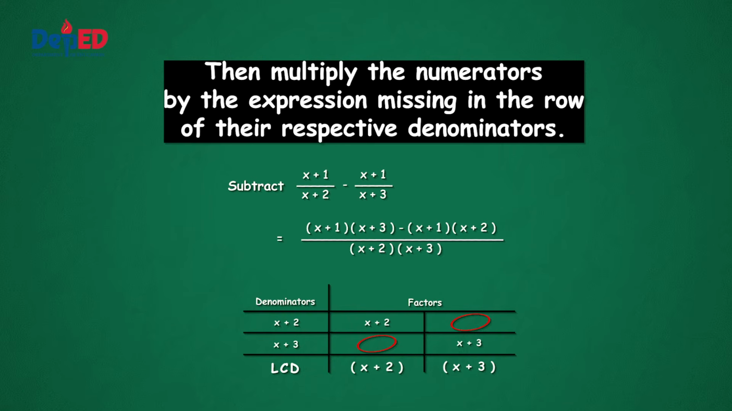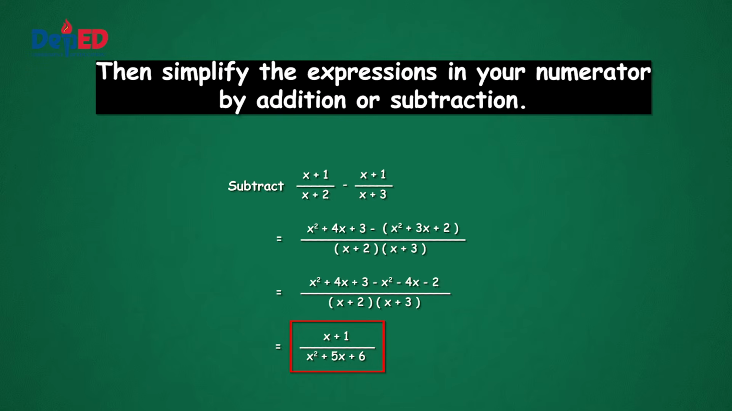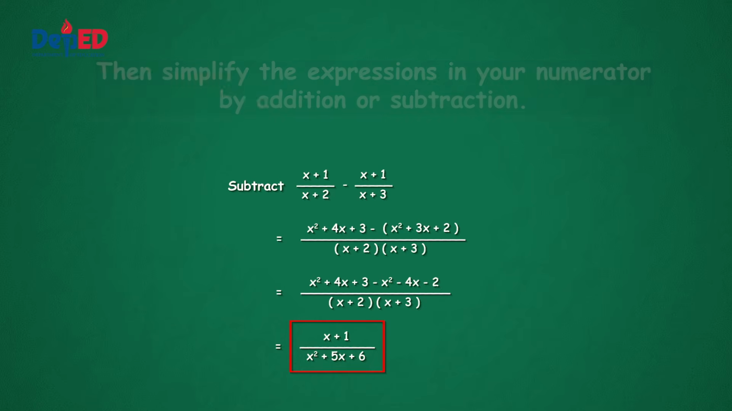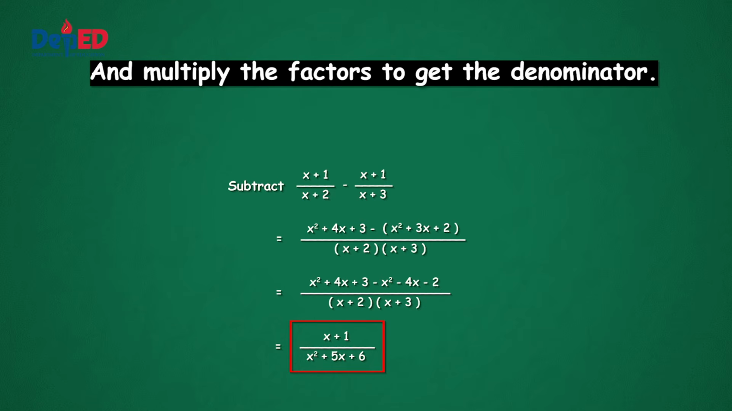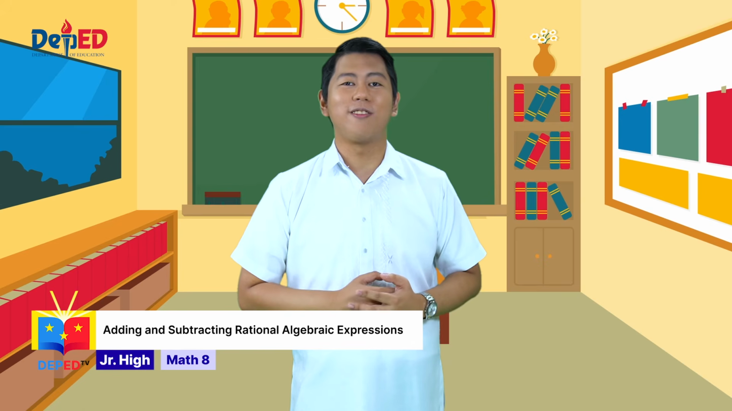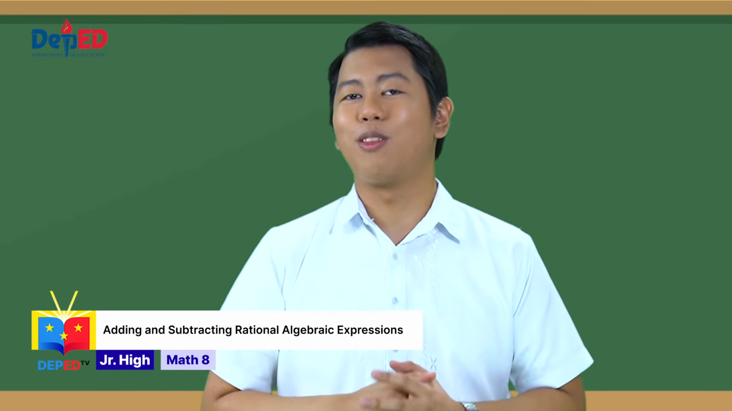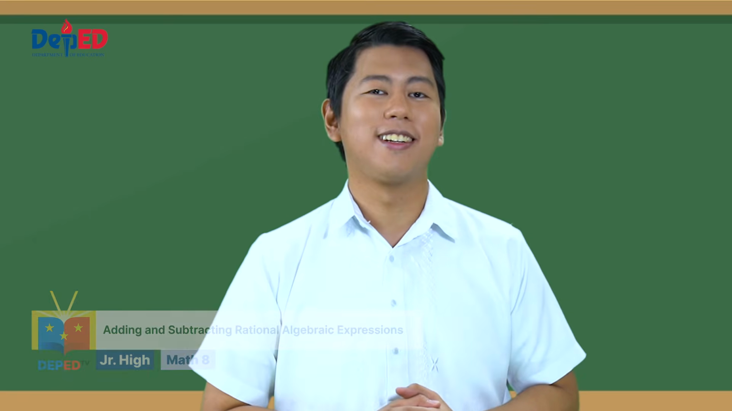Then, multiply the numerators by the expression missing in the row of their respective denominators. Then simplify the expressions in your numerator by addition or subtraction. And multiply the factors to get the denominator. Now ready your pen and paper so we can evaluate what you have learned. I will give you 5 seconds to think about it and we will answer them right after.